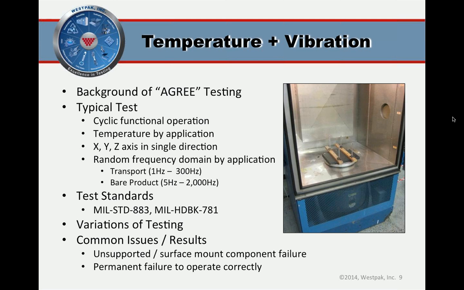Common issues and results, as you may expect, would be unsupported and surface mount component failures, so things falling off PCB boards, especially large caps, inductors, that sort of thing. And then also, as MIL Handbook 781 defines it, the permanent failure to operate correctly. So basically the unit failing to work for some reason or another. For many applications, you may be able to find these failure modes with just temperature or just vibration, but it's not too hard to see how things would act differently if you're at a very high or low temperature. Herb, would you like to add to this?